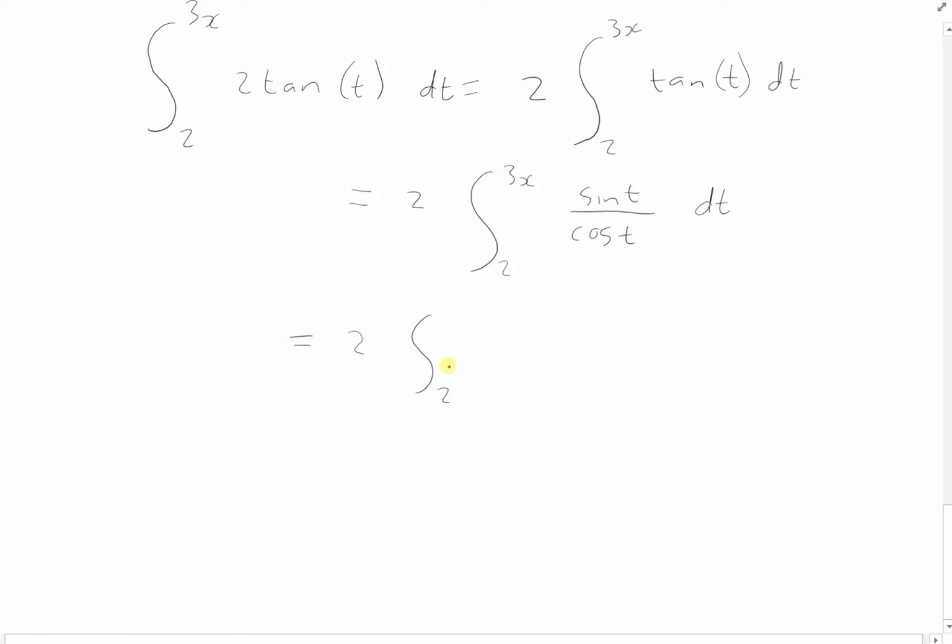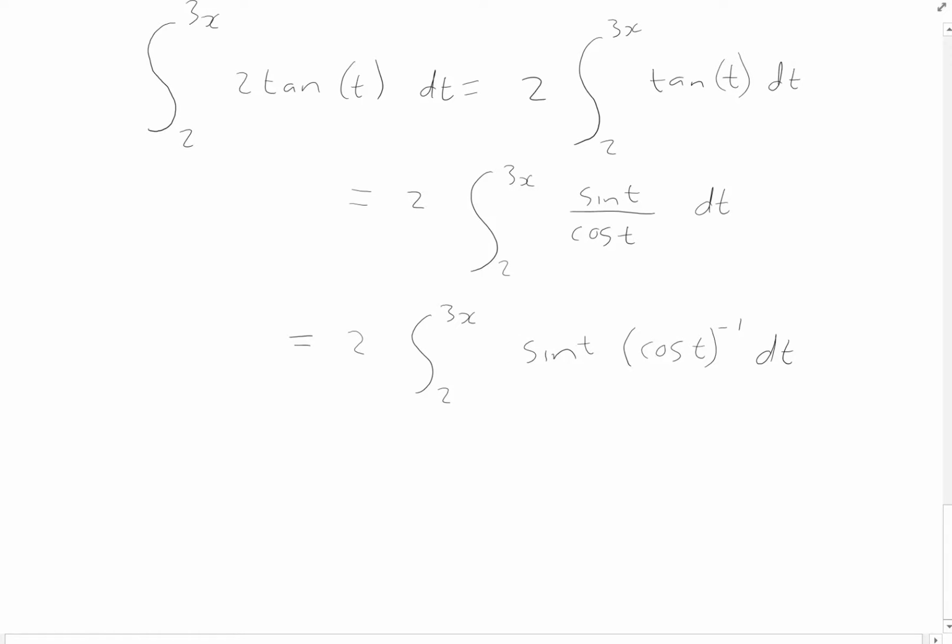So let's get a little smart over here. I've got a 2 and a 3x over here. What I'm going to do is bring up the cosine, but because I'm bringing it up from the denominator, it's going to have that negative 1 there. Again, this is the simple rules of exponents. If you take something up from the denominator, the exponent becomes negative, or vice versa.